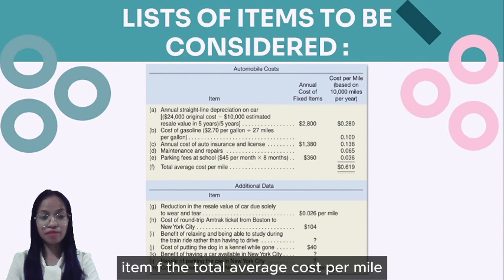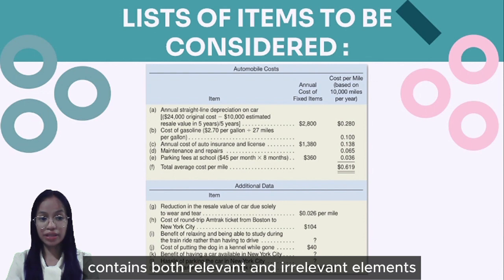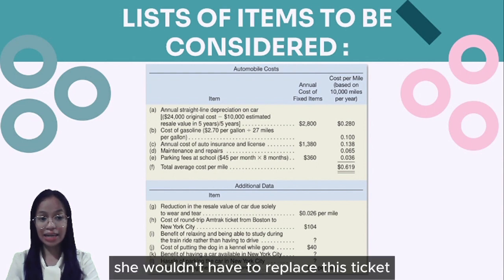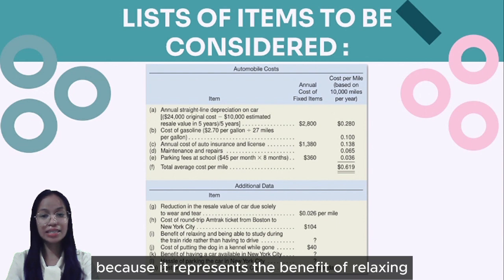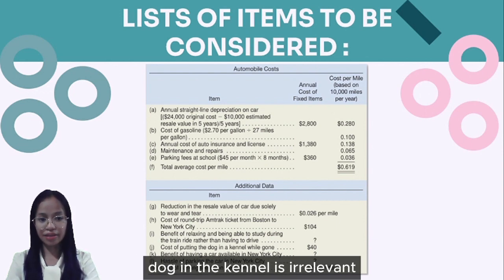Item F, the total average cost per mile, as discussed above, contains both relevant and irrelevant elements. Reduction in the resale value of the car is relevant as it is a real cost of using the car that should be considered. The cost of a round-trip ticket on Amtrak is relevant because if Kat drives, she wouldn't have to purchase this ticket. Item I is relevant because it represents the benefit of relaxing and studying while on the train. The cost of putting Kat's dog in the kennel is irrelevant.